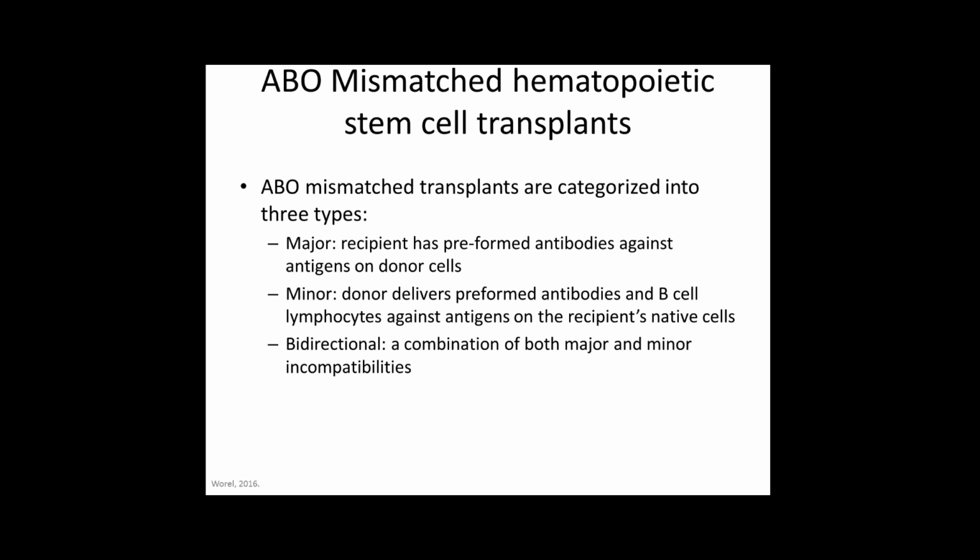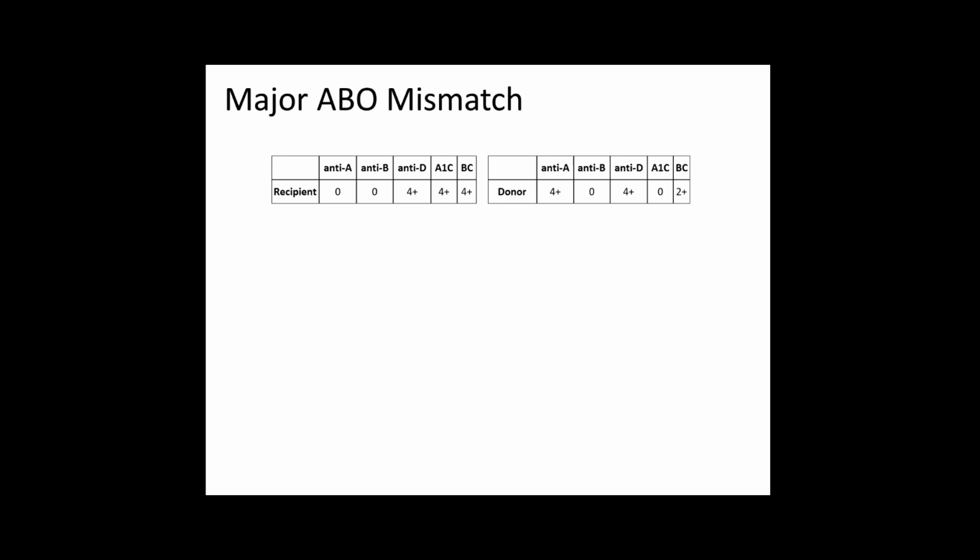In a minor ABO mismatched transplant, the donor delivers preformed antibodies, B cell lymphocytes, and also plasma cells that can make antibodies against antigens on the recipient cells. And then in a bidirectional ABO mismatch transplant, you have a combination of both major and minor incompatibilities. So let's look at an example of this.